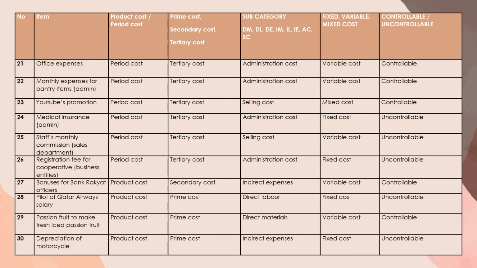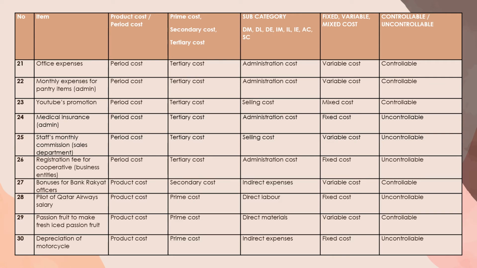Medical insurance for admin, period cost, tertiary cost, administration cost, fixed costs, uncontrollable. Staff monthly commissions, sales department, period cost, tertiary cost, selling cost, variable cost, and uncontrollable. Registration fee for cooperative for business entities, period cost, tertiary cost, administration cost, fixed cost, and uncontrollable.